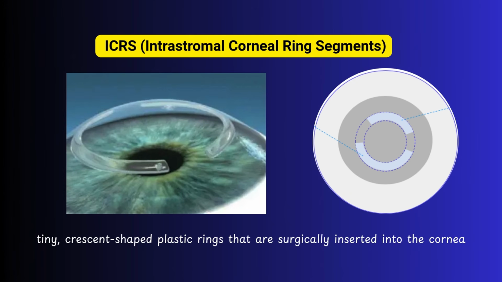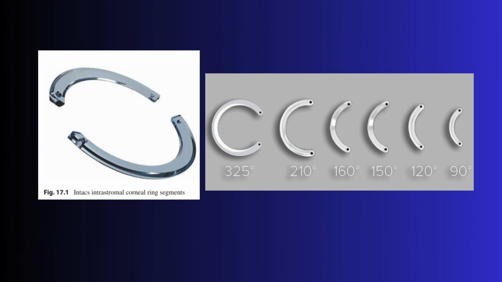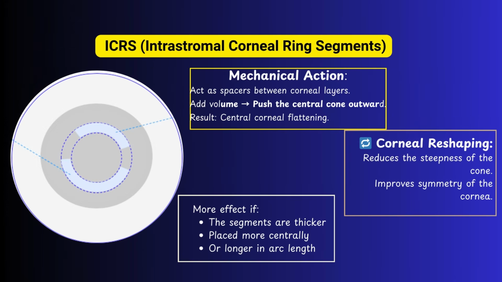Now, these segments will act as spacer elements and they basically exert some sort of outward force, increase the volume of the cornea. And as they do so, they have this arc shortening effect and they also decrease the steepness of the cornea. Right? Now, these implants come in various sizes and thickness, and the choice depends upon the cone location and the severity. Now, it has been seen that they are more effective if the segments are thicker, placed more centrally, or they have a longer arc length. Okay, so you can decide accordingly.